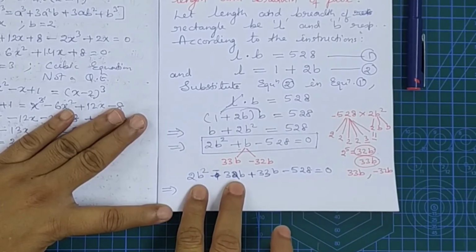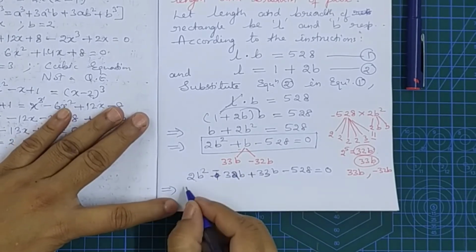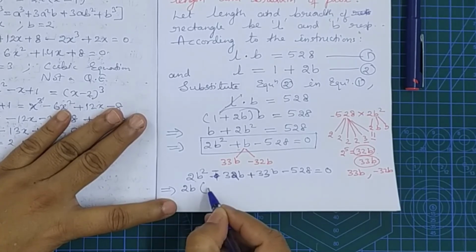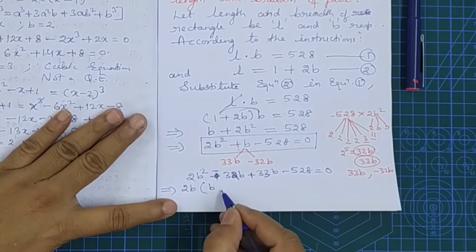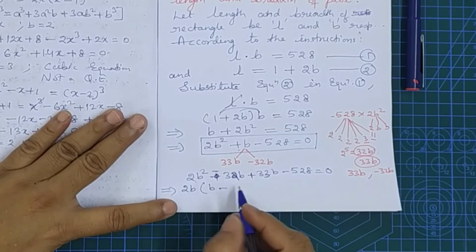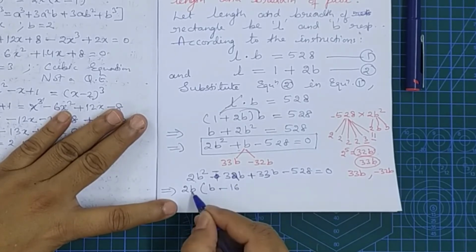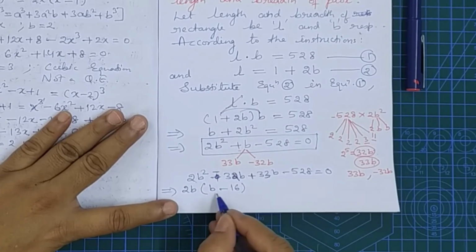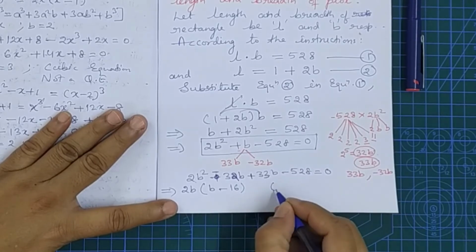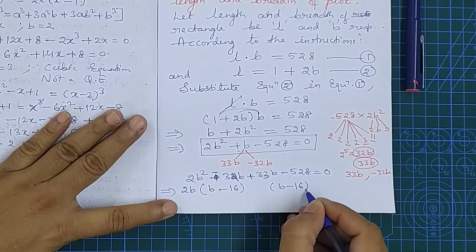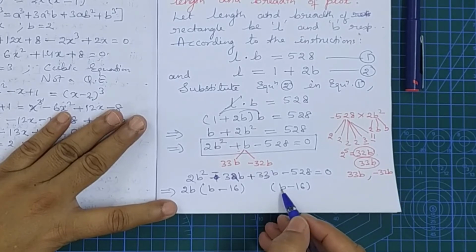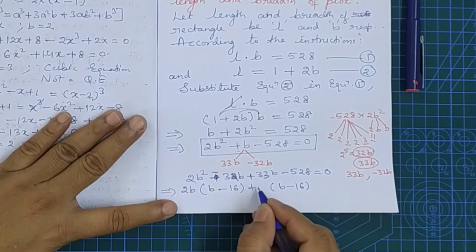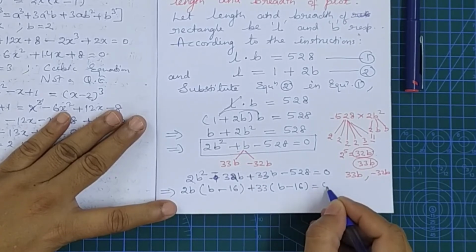Now from these two, we can take a maximum of 2b as the highest common factor. From 2b², 2b is out, so inside we have b minus. From 32, 2 is out, so you have 16, and b is already the highest common factor. So in the bracket we have b minus 16. Now we should repeat this bracket, b minus 16, and think about what to multiply: plus 33b, so write 33b here, and on the other side 0.